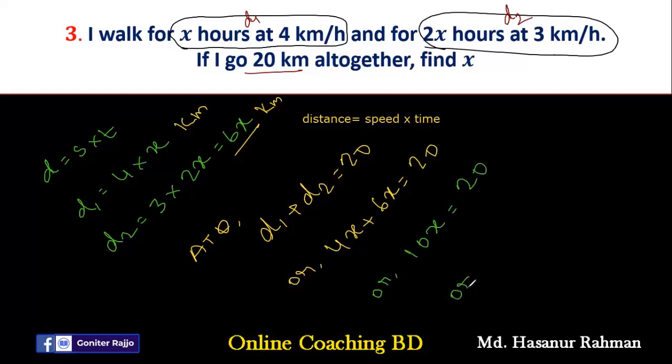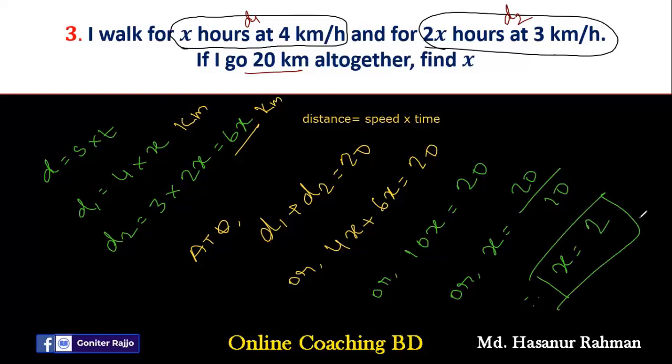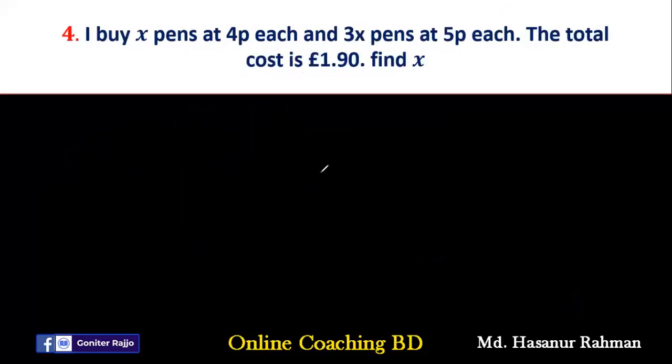We have to divide both sides by 10. That will be 20 by 10. So the final answer will be x equal to 2. Okay. So x equal to 2 hours will be the final solution of number 3. Very simple. Now number 4.